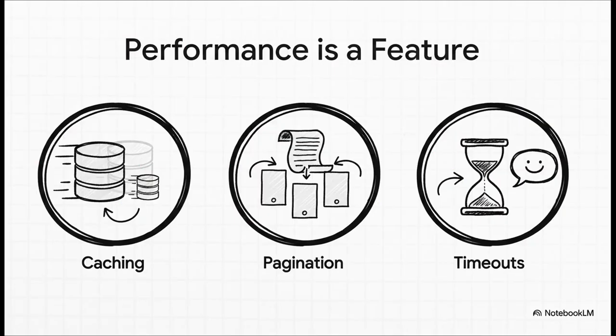Okay, so beyond security, performance is critical. A slow tool is a useless tool, right? First, use caching for expensive operations that don't change very often, like listing your code repositories. Second, always implement pagination with sensible limits to avoid overloading your system. And third, handle timeouts gracefully. If a query takes too long, don't just crash, return a helpful message to the user.